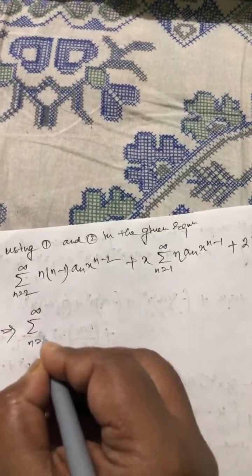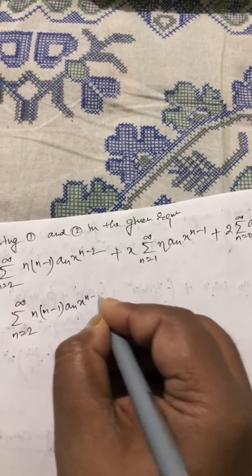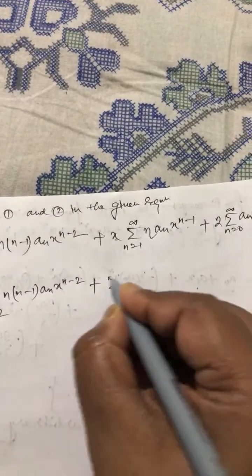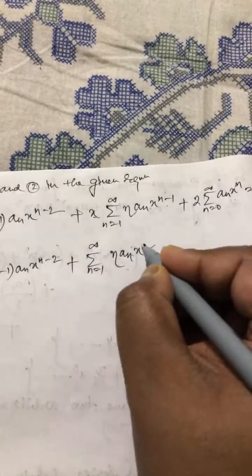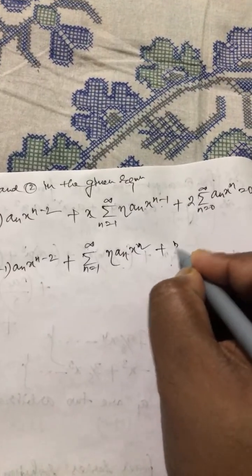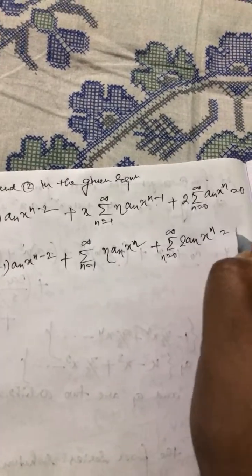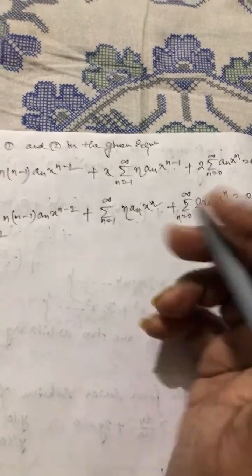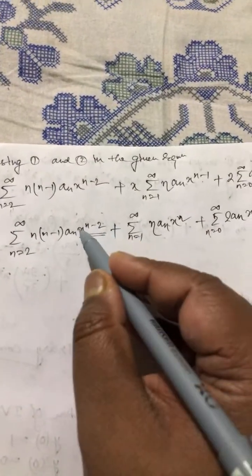Now, the first term has no multiplier in front of this expression, so we need not change anything right now. X has to be multiplied, so summation n equals 1 to infinity of n a_n x to the power n, then summation 2 a_n x to the power n, equal to 0. Now x to the power n needs no modification, but here you can see x to the power n minus 2, so you need certain modification.